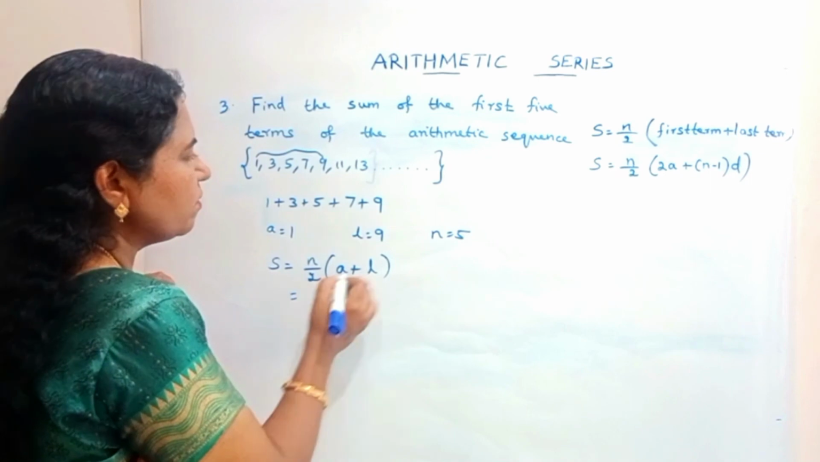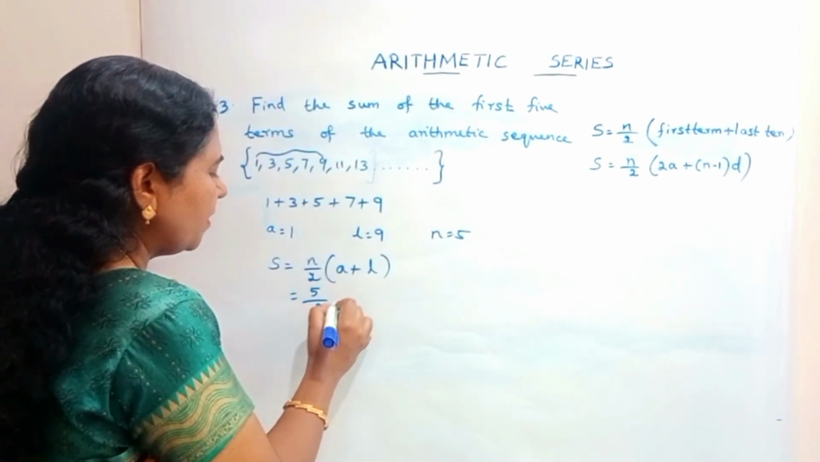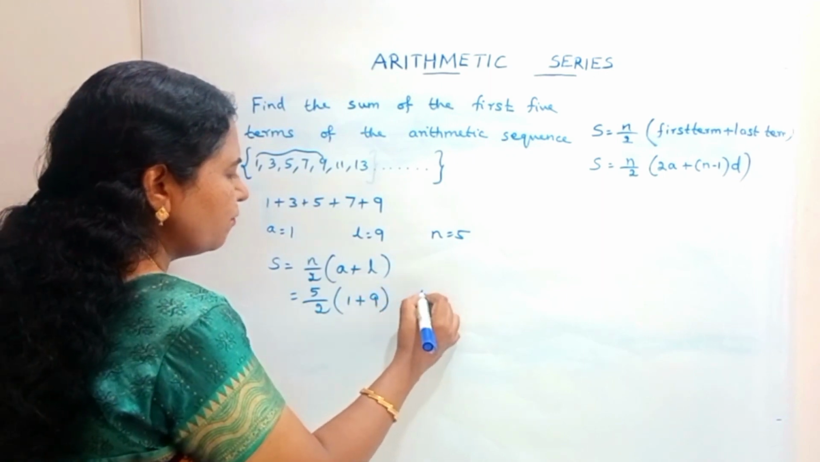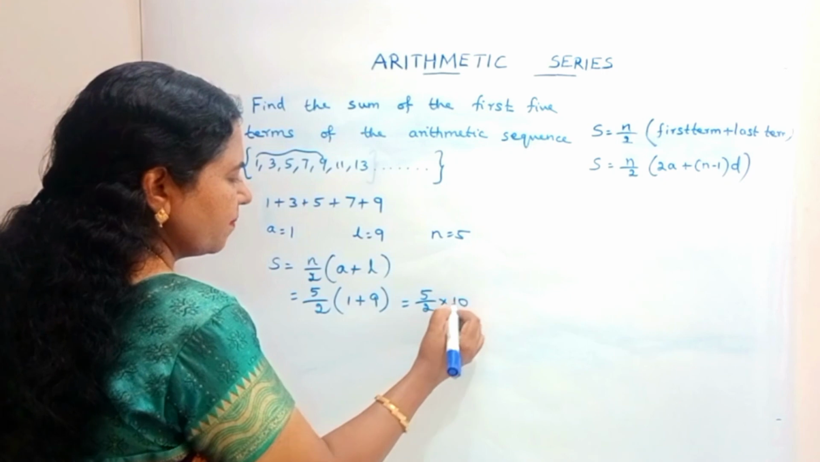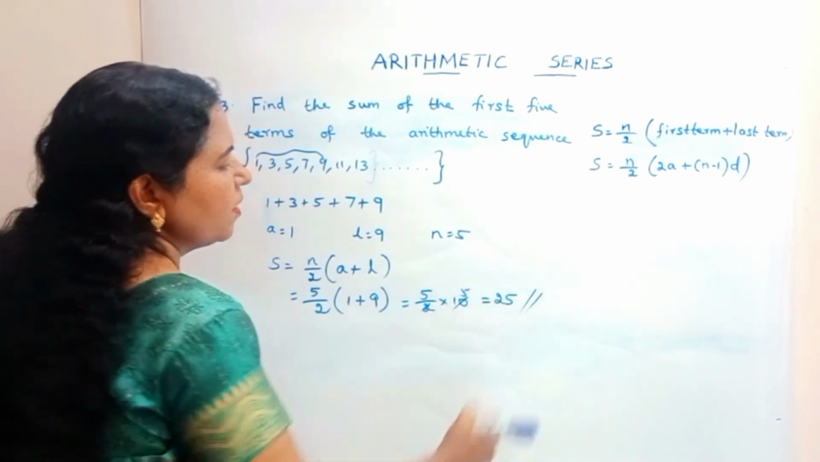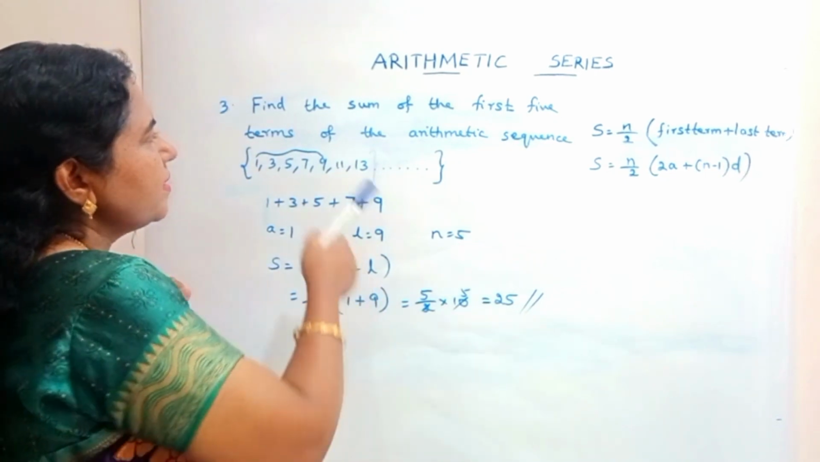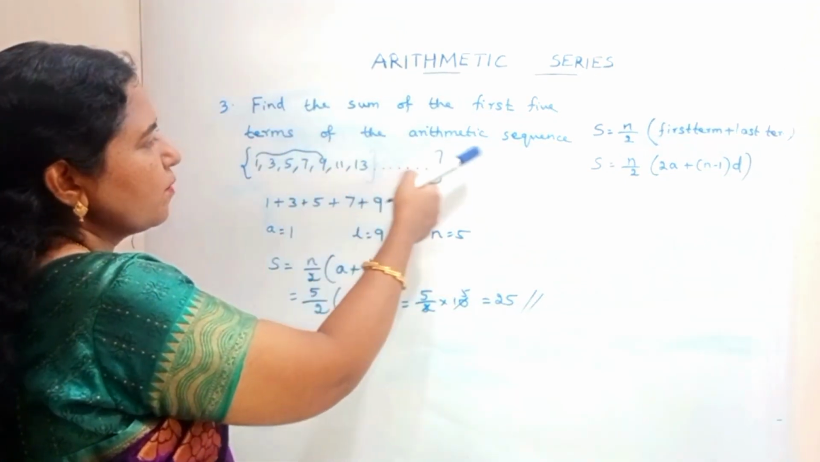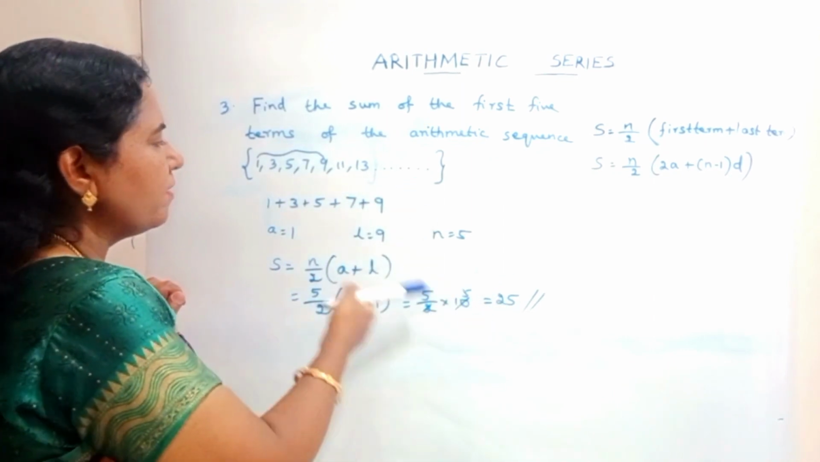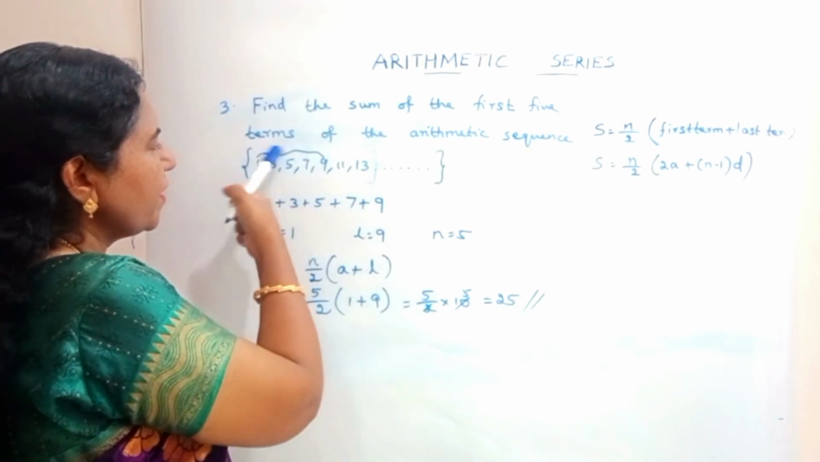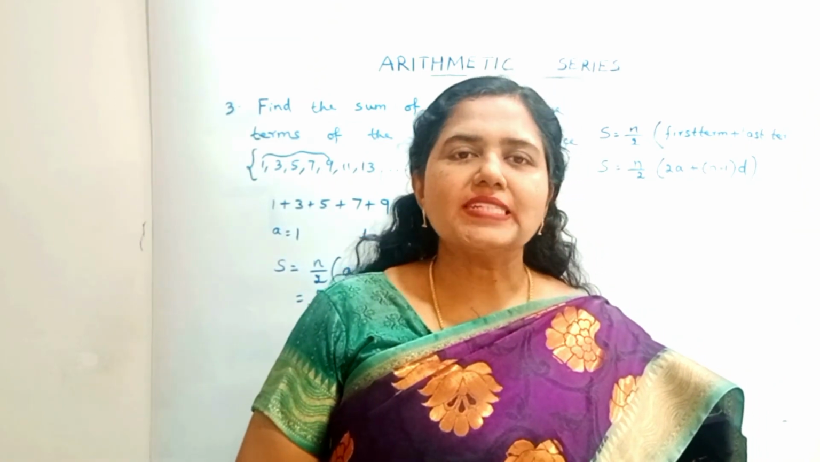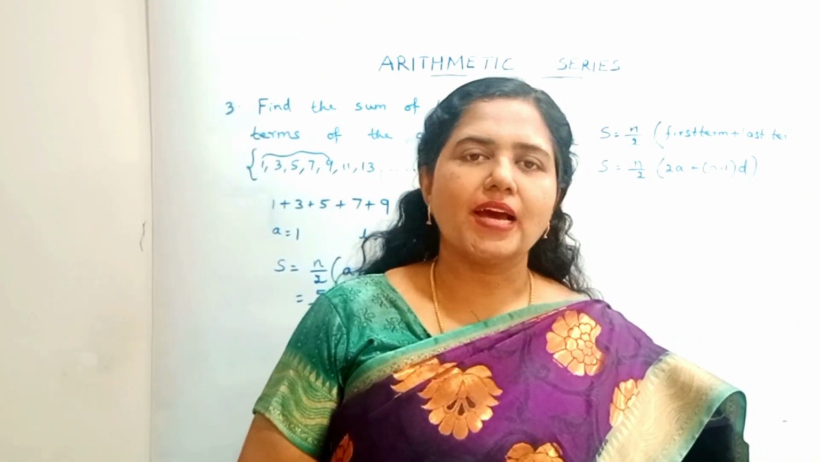So now it is equal to the value of n, which is 5. So 5 by 2 into the value of a, which is 1, plus the last term, 9. So it is equal to 5 by 2 into 10. So we can cancel. So 5 into 5 is 25. So this is the answer. That is the sum of the first 5 terms of the arithmetic sequence. So this is the required answer. If needed, we can check also. When we add all the first 5 terms, we will get the value equal to 25. So in this way, we can easily find the value of the given arithmetic series.